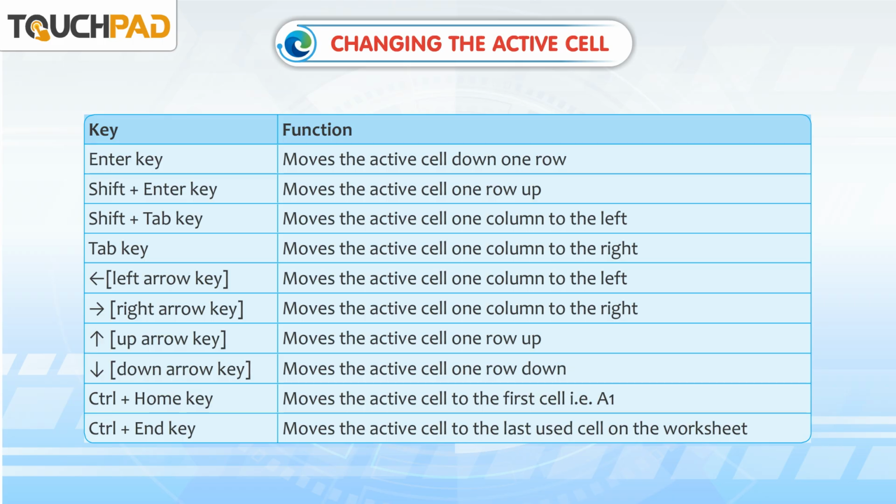Control plus Home key moves the active cell to the first cell, that is A1. Control plus End key moves the active cell to the last used cell on the worksheet.